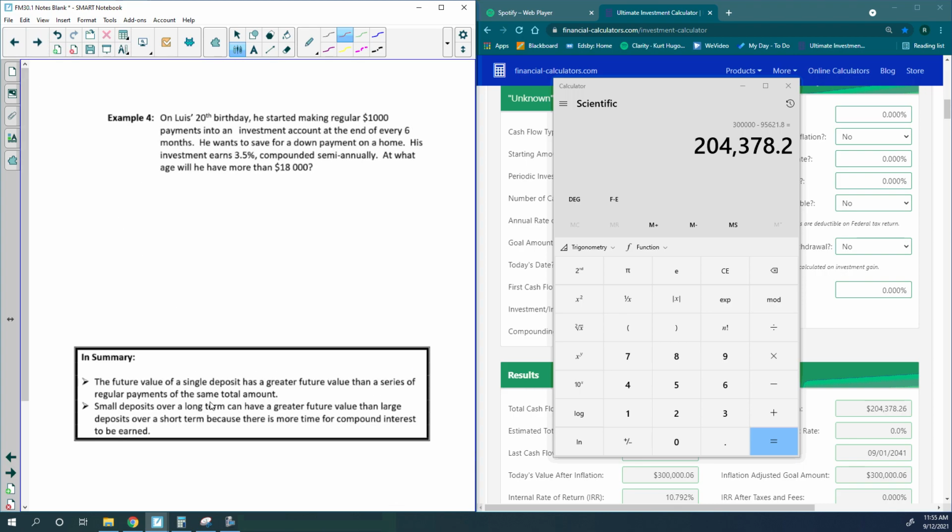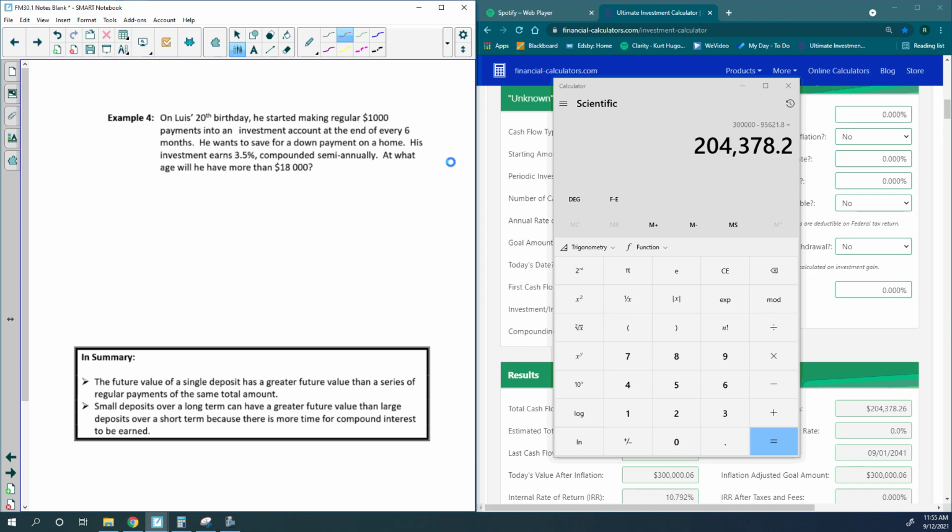Okay, last example. On Lewis's 20th birthday, he started to make regular $1,000 payments into an investment account at the end of every 6 months. He wants to save for a down payment on a home. His investment earns 3.5% compounded semi-annually. At what age will he have more than $18,000?